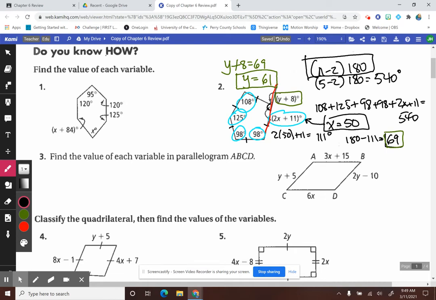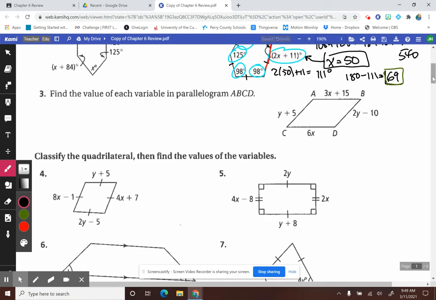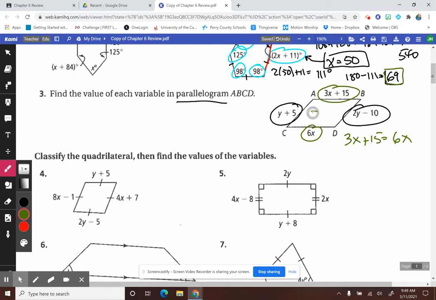These down through here, I want to make sure you understand that you need to pay attention to your congruency marks. This tells you that you're dealing with a parallelogram. In parallelograms, the opposite sides are equal. So this side and this side are equal, and this side and this side are equal. You very simply set them equal to each other. For example, I would take 3x plus 15 and set it equal to 6x and solve for x. Same thing for y: I would set y plus 5 equal to 2y minus 10 and solve for y.